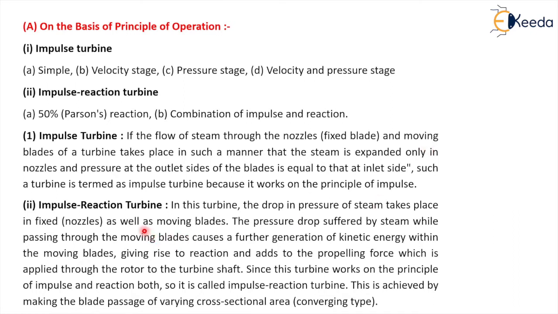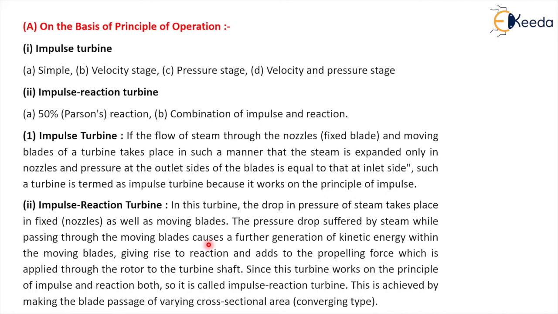Now what is the principle of impulse reaction turbine or reaction turbine? In reaction turbine, whatever expansion of steam is taking place, that expansion will take place in the nozzle as well as in the moving blades. In impulse turbine, there was no expansion in moving blades. That means the pressure was constant in impulse turbine. But in reaction turbine, there is a pressure decrease in the moving blade also. Because of the decrease in pressure in the moving blade, there will be an increase in velocity or increase in kinetic energy.